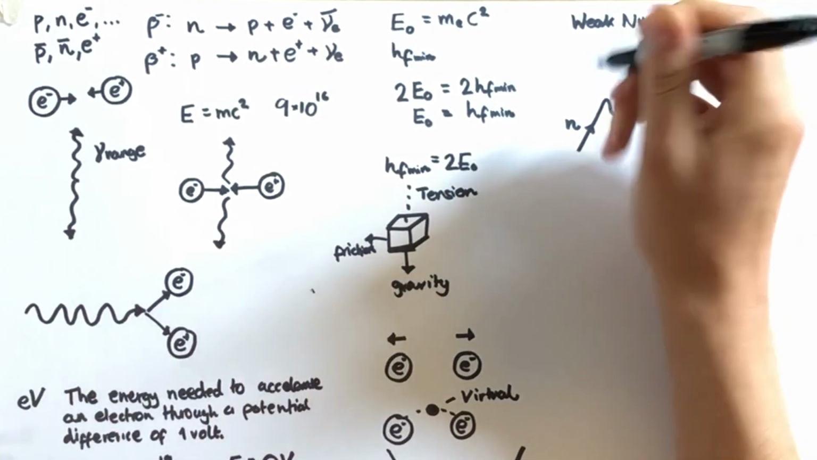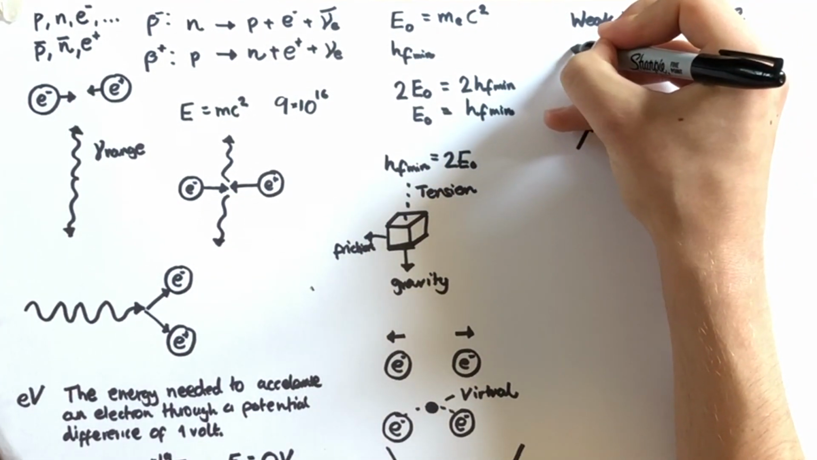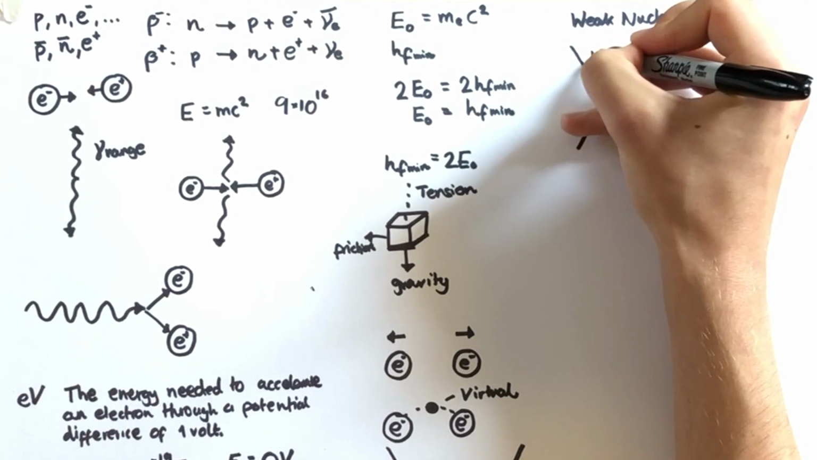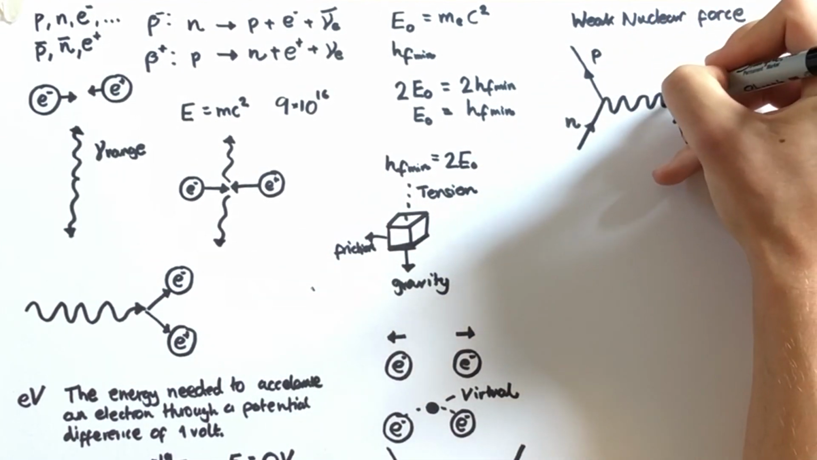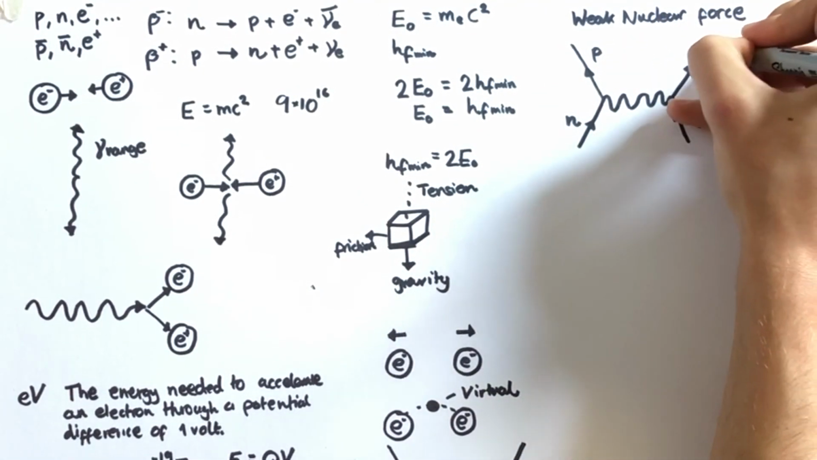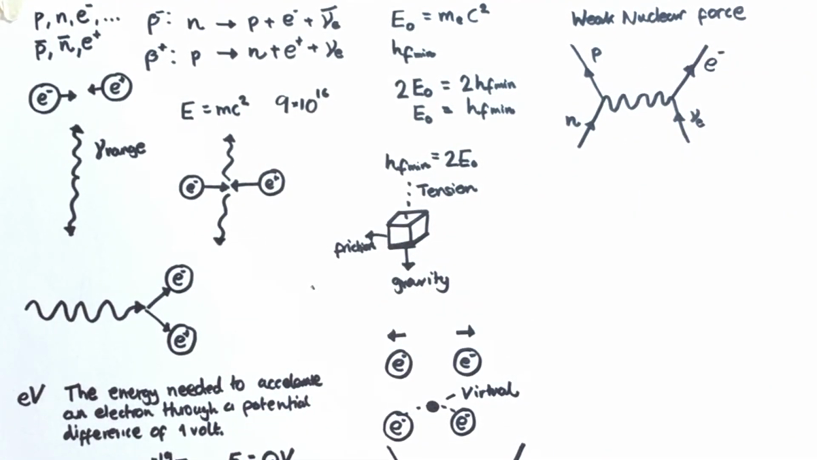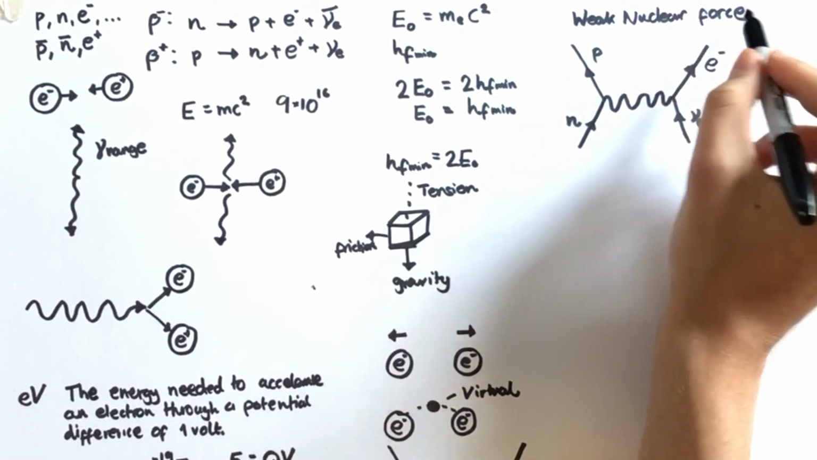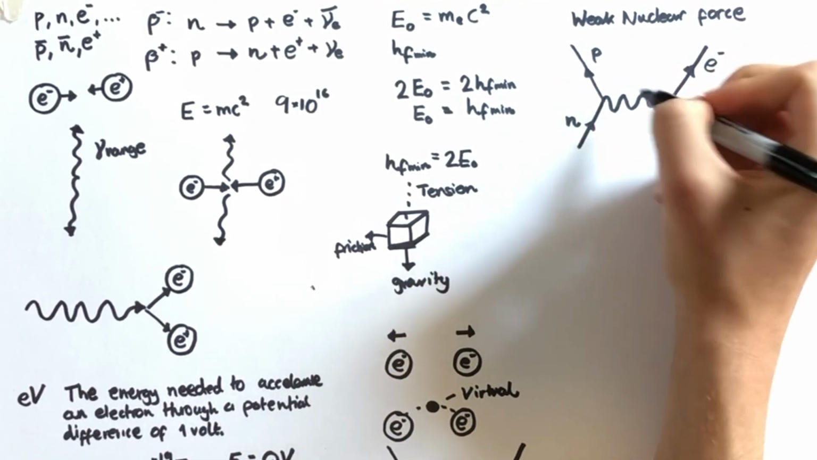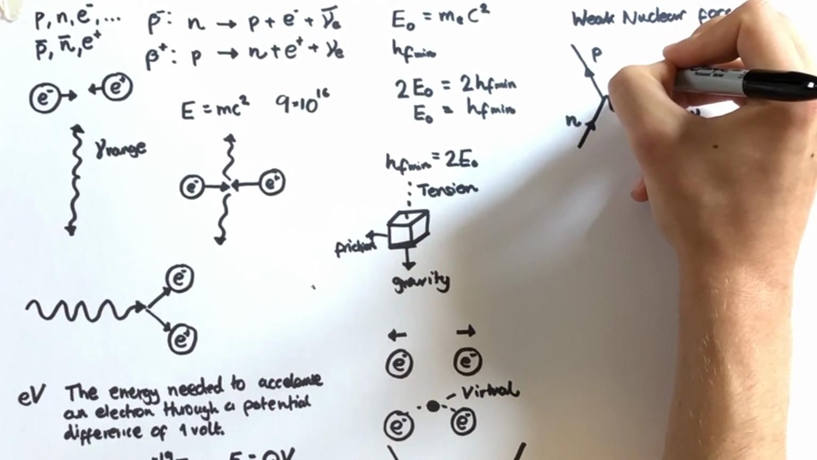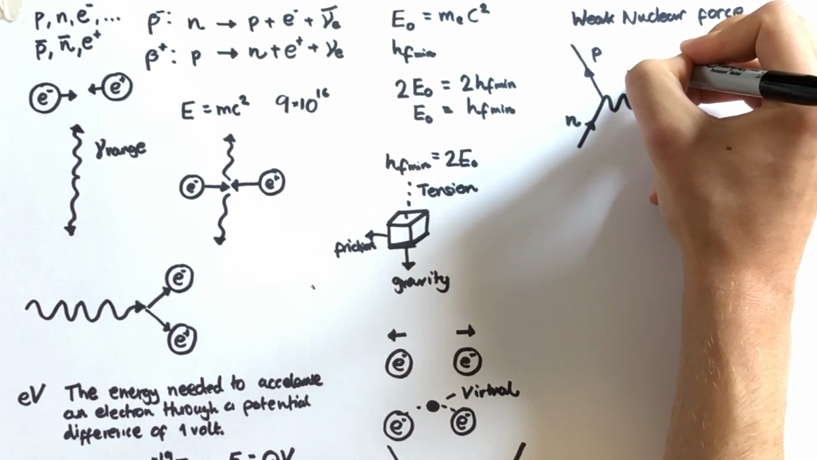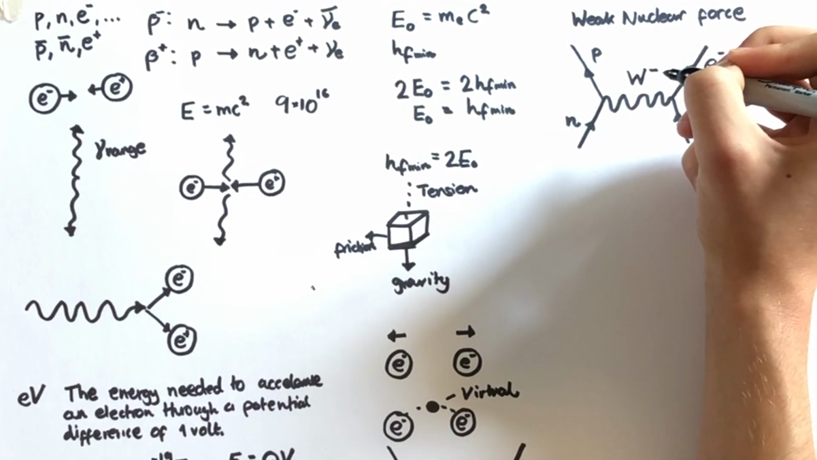And what do you get out of this reaction? Well, we get a proton coming out, and we get an electron going out as well. Now, we said that in the electromagnetic interaction, the exchange particle, the virtual exchange particle, was the photon. But what is it in the case of the weak nuclear force, which is responsible for this interaction? Well, it's called the W, in this case it's the W minus boson.